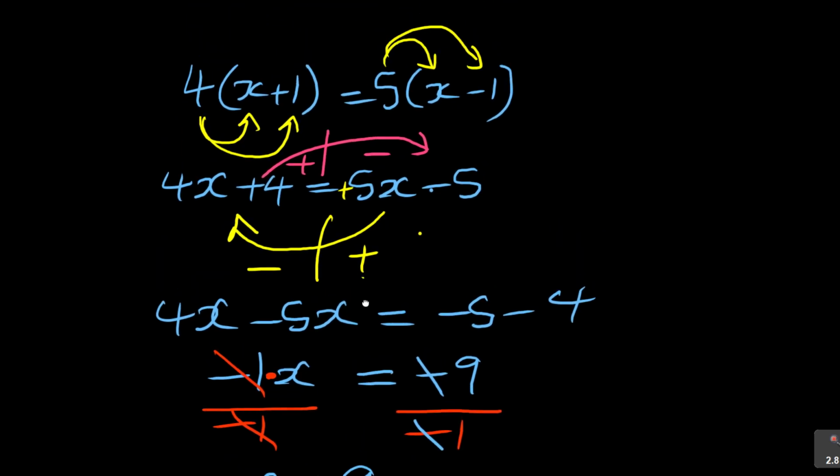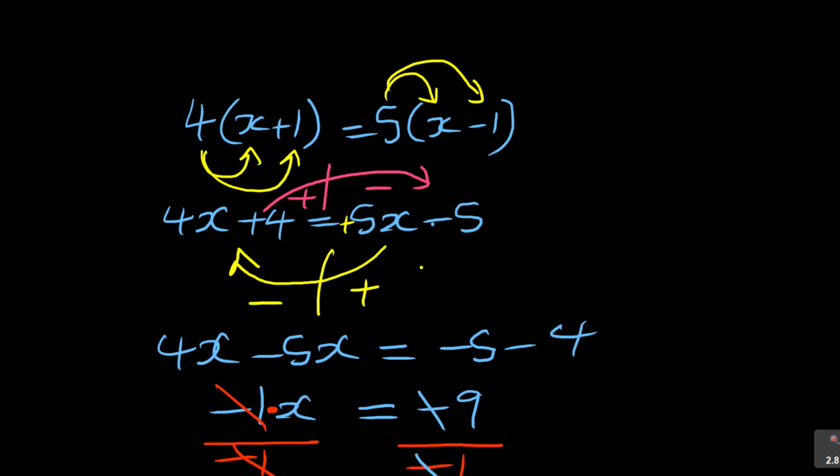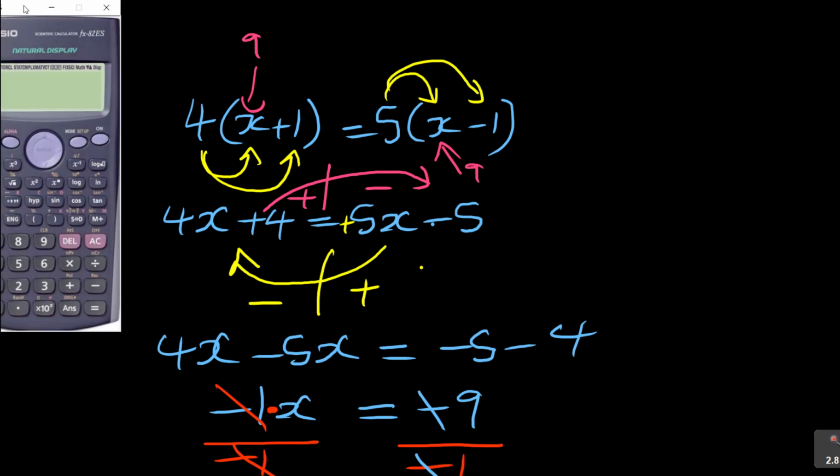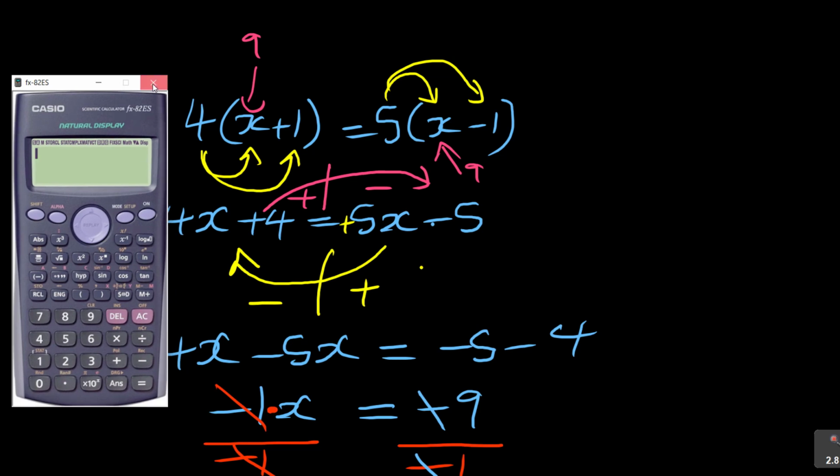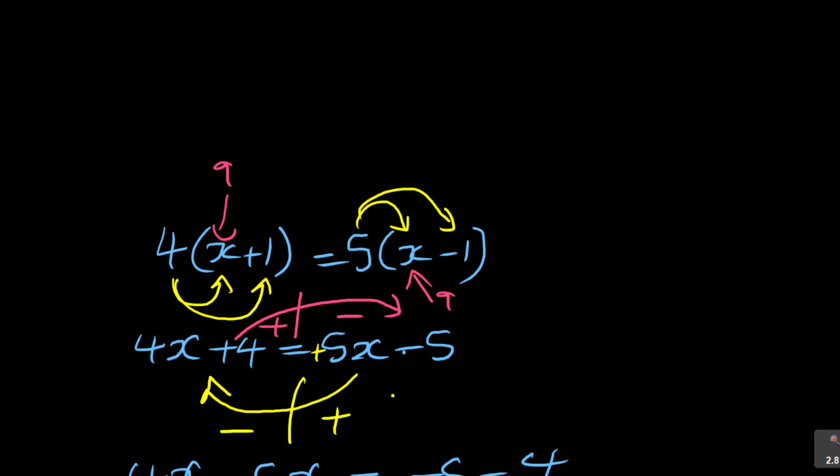Now, you need to test this. How do you test? Where there is x, put 9. Where there is x, put 9. Check if the left hand side balances with the right hand side. Let me just write it properly. This is how you test it. We're going to say 4(9 + 1) is equal to 5(9 - 1).